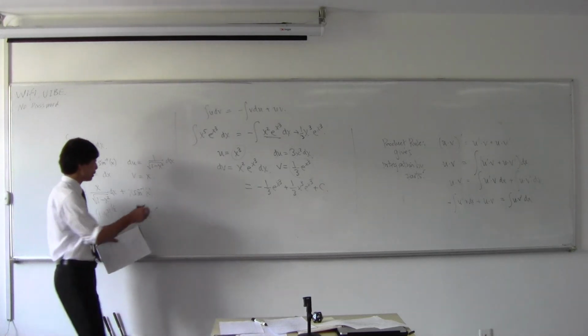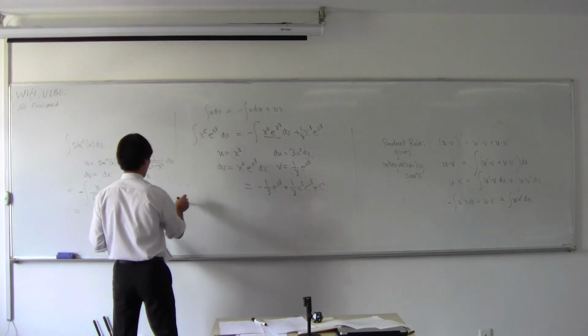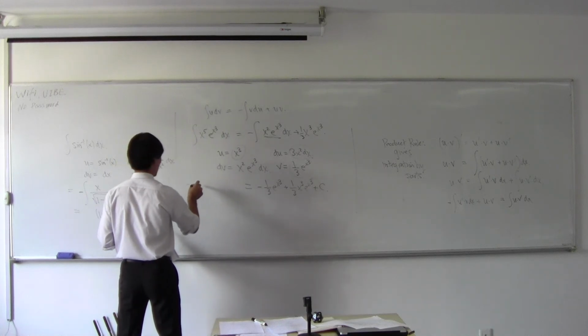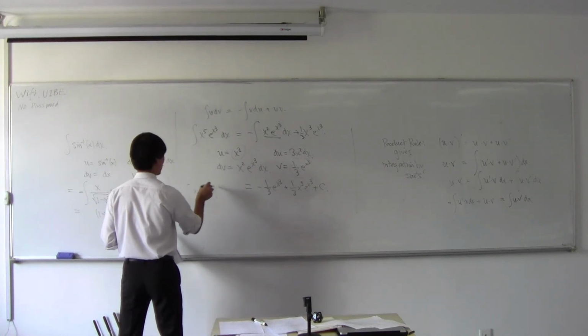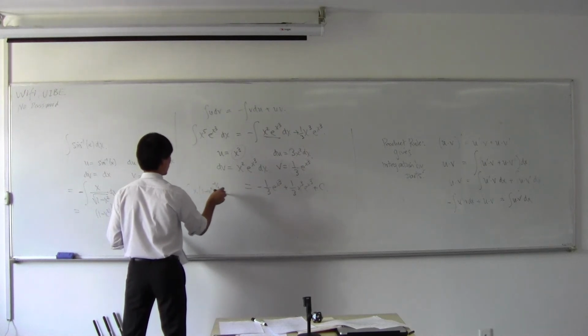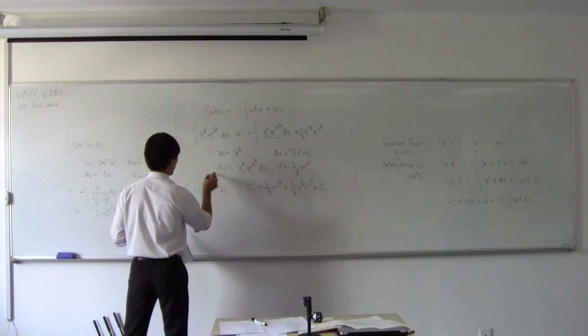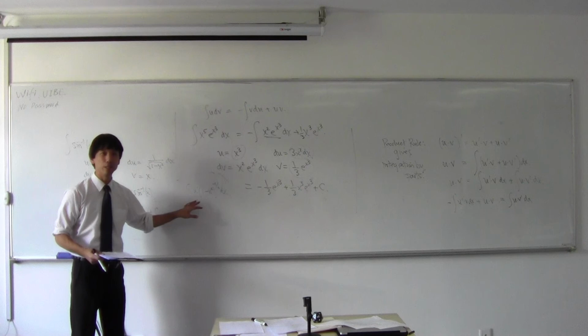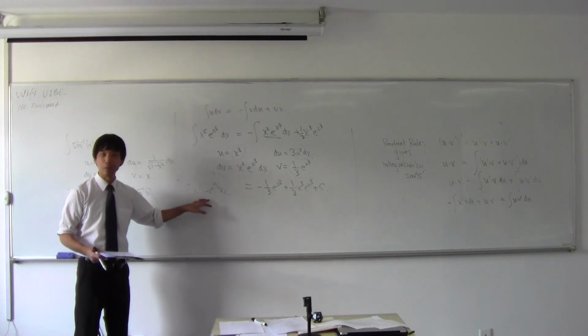So maybe there's one part that's not completely clear. Let's look at the integral of x times (1 minus x squared) to the negative 1/2. Right. How do you integrate this? What will you use to integrate this?